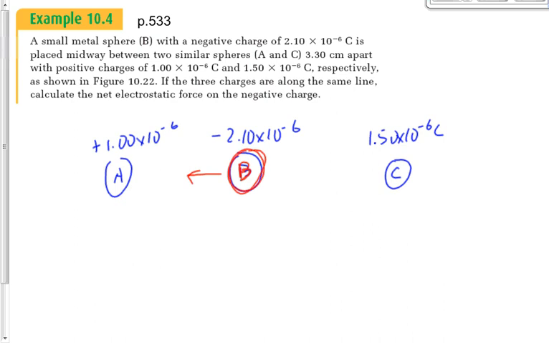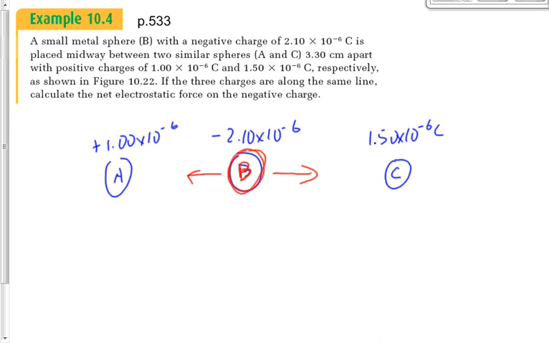Now pretend A is not there. B and C, positive and negative, do they attract or repel? They attract as well, right? One's positive, one's negative. That means if they attract, then B is pulled towards C, and C is pulled towards B. But I don't care what happens to C, because that's not part of the question. So even though it is pulled back towards B to the left, it doesn't really matter, because the question asks us what happens to B.